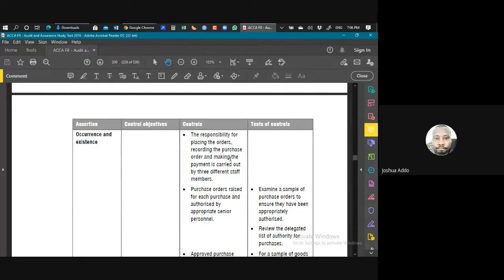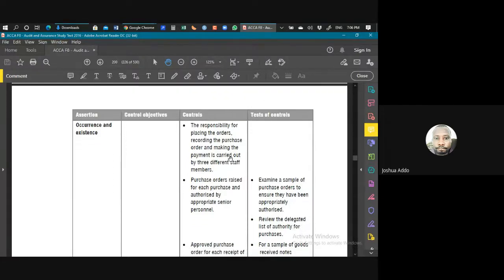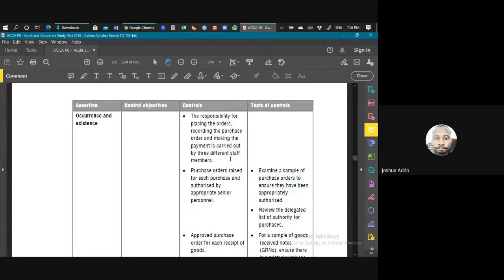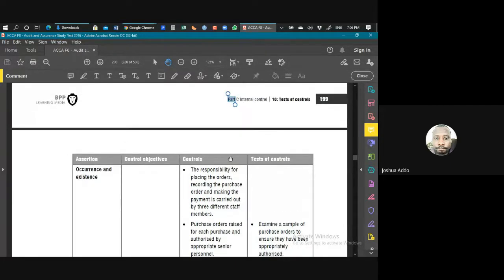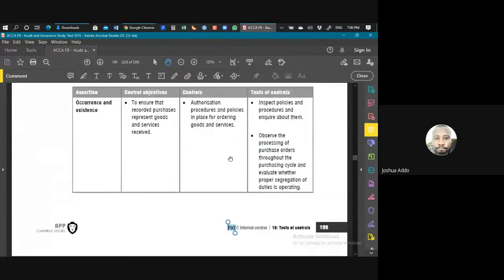When you operate a system like this, that person can loot the organization, and by the time you realize, the organization has already collapsed. So there should be segregation of duties, and this is very understandable. How will the auditor test whether this control is there? The auditor will observe the processing of purchase orders throughout the purchasing cycle and evaluate whether proper segregation of duties is operating. This is just a simple thing the auditor will do.